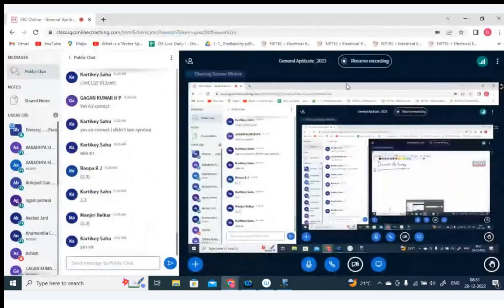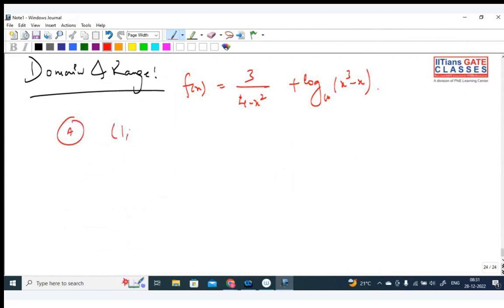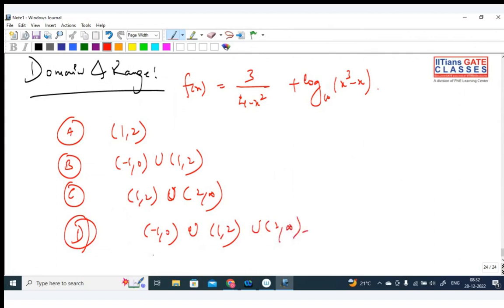Great. So I hope everybody understood. You have to find the domain of the definition of f of x, which is given as 1 over the square root of 4 minus x square, plus log base 10 of x cube minus x. Options are given: A is 1 and 2; B is minus 1, 0, 1, 2; C is 1, 2 union 2, infinity; and D is minus 1, 0 union 1, 2 union 2, infinity. So you have to find the domain of this. This is the first question, right?